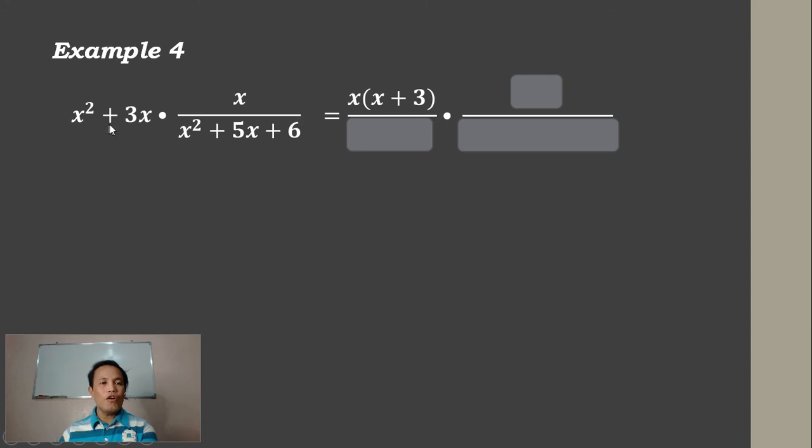Since this has no denominator, it has an assumed denominator of 1. Every polynomial has an assumed denominator of 1. Then for the second fraction, we have the numerator x, and since we cannot factor out x, it shall remain as x. Now for the denominator, x squared plus 5x plus 6, the factors of this trinomial are x plus 2 times x plus 3.